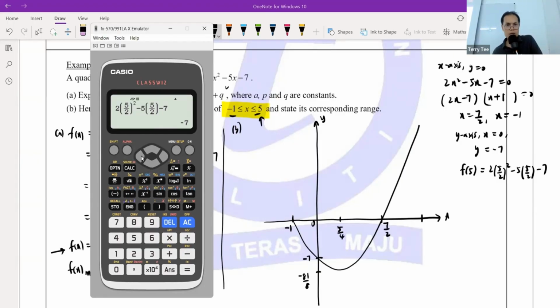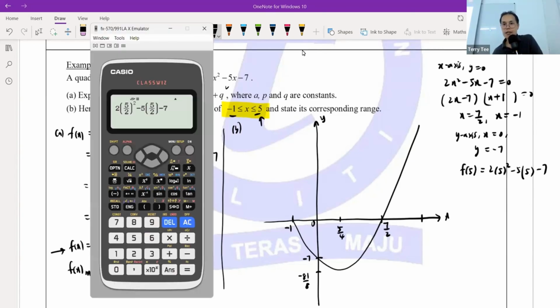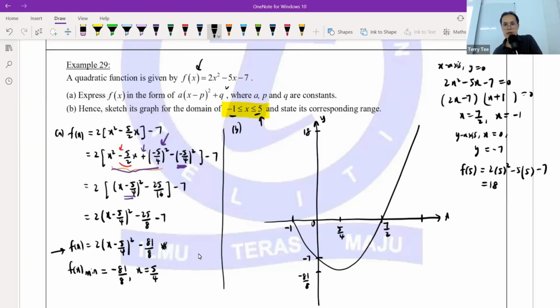Hey, wait. Did I make a mistake? I'm supposed to put, sorry, not 5/2, but 5. I'm sorry, I put in the wrong figure. 5/2 we know is the x-intercept. We're supposed to put 5 inside. Sorry, this is your 5. Just change this to 5. This one is also 5. Okay, what do you get? 18, right? So this is 18 when your x value is 5.